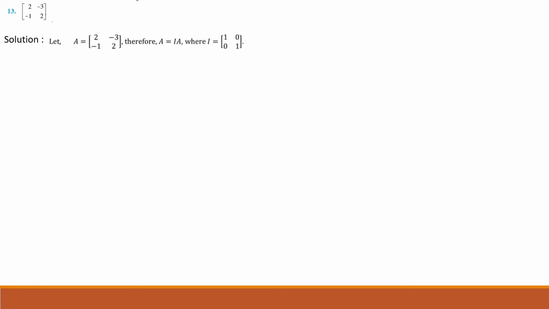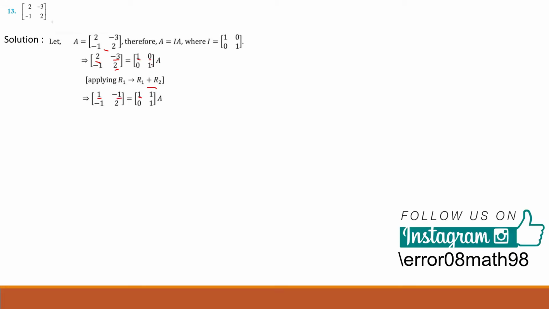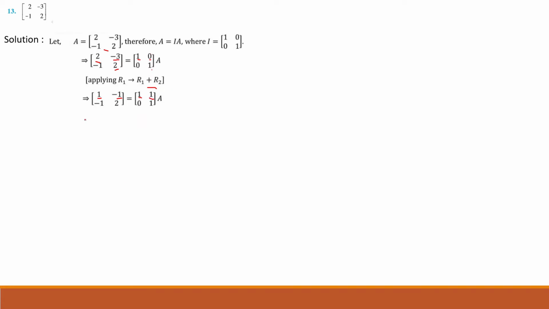For the 13th problem, let us take this matrix as A and we have to make this element 1. We'll simply add these two. Minus 1 plus 2 is 1. So the transformation must be r1 plus r2. So this becomes 1. And minus 3 plus 2 is minus 1. And for this matrix also, here it will be 1, plus 0 is 1. And here also it is 0 plus 1 is equal to 1.